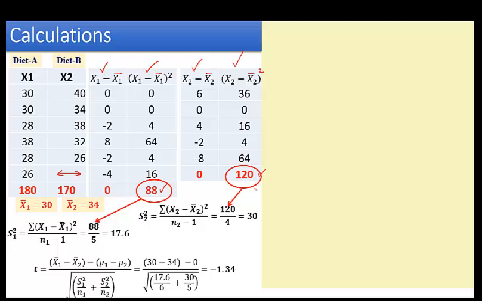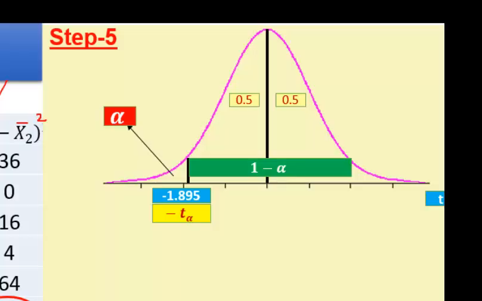Put those values in a t prime test. After solving, we get the value 1.34. Now this value will be used to decide whether we are going to reject the null hypothesis or retain it. So let us see, this is a left tail test. Why is it a left tail test? Since our alternate hypothesis was mu1 is less than mu2. The less than sign in our alternate hypothesis directs us that this will be a left tail test.